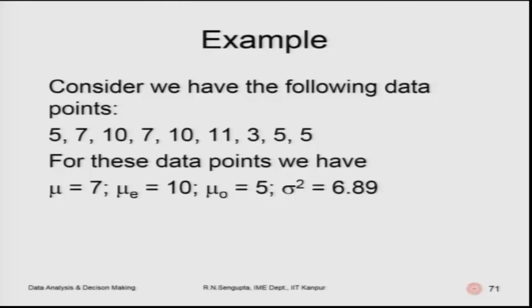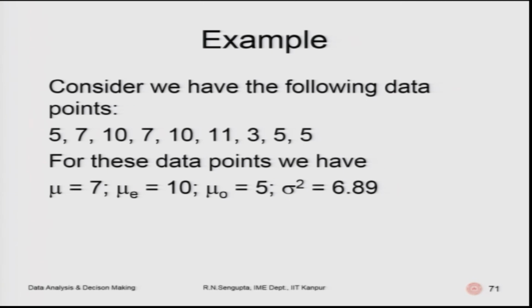So, let us consider a very simple example. We have the following data points: 5, 7, 10, 7, 10, 11, 3, 5, 5. They are not arranged from minimum to maximum or maximum to minimum. For these points, we can find the mean value by adding them up and dividing by the total number of readings, which is 9. If I want to find the median, we find the value that divides the data set into two equal halves.